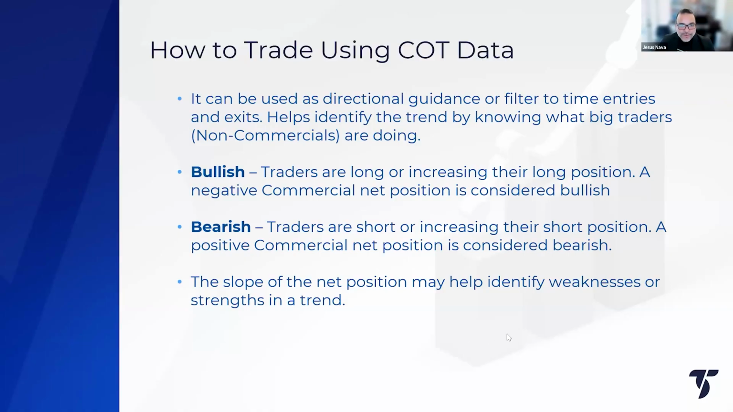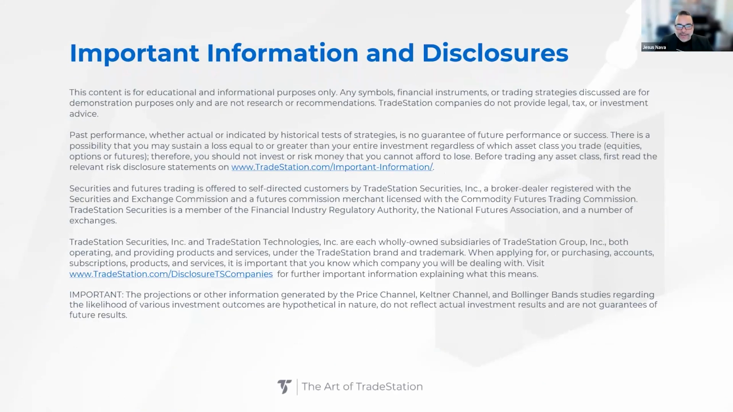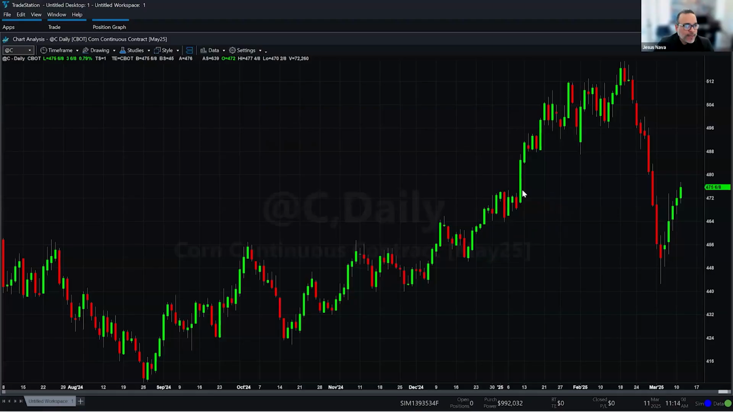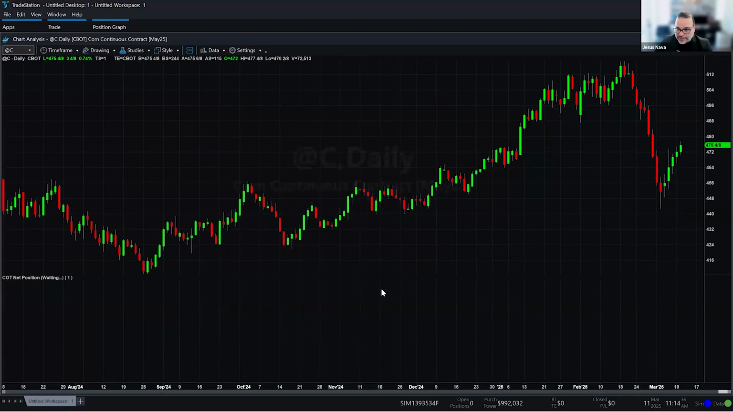Perfect. Let me switch over to my TradeStation platform to take a look at some of these indicators. All right, on my screen, I'm looking at a daily chart of corn. Let's go ahead and analyze one study at a time. I'm going to click on Add Study. Let me scroll down to the C's where COT data is. These indicators start with COT, commitments of traders, and this is the net position. I'm just going to click OK and take a look at what the indicator is telling me.